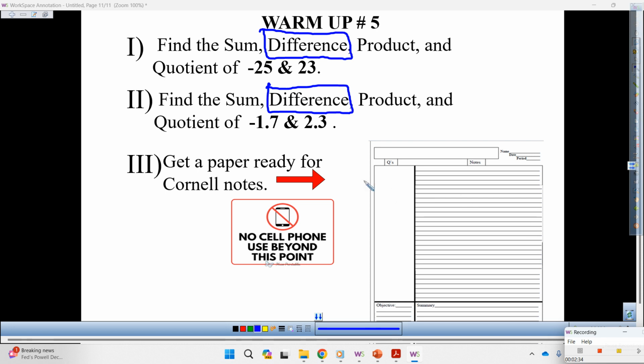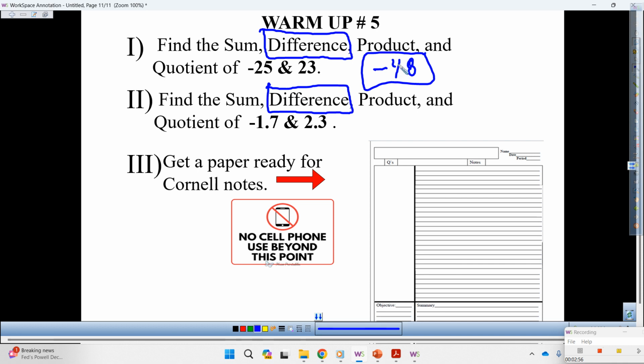All right, thank you for sharing with your neighbor. Let's get started. I'm going to be looking at number 1, the difference of negative 25 and 23. Jesus is ready to go. Jesus, what's the difference of negative 25 and 23? Negative 48. Hands up if you got that. That is correct.